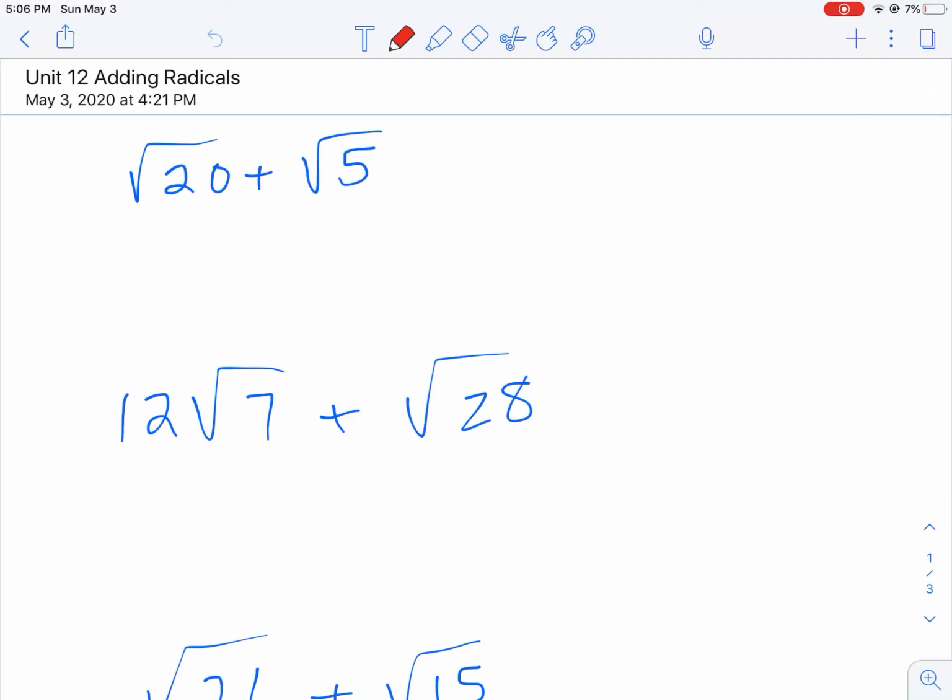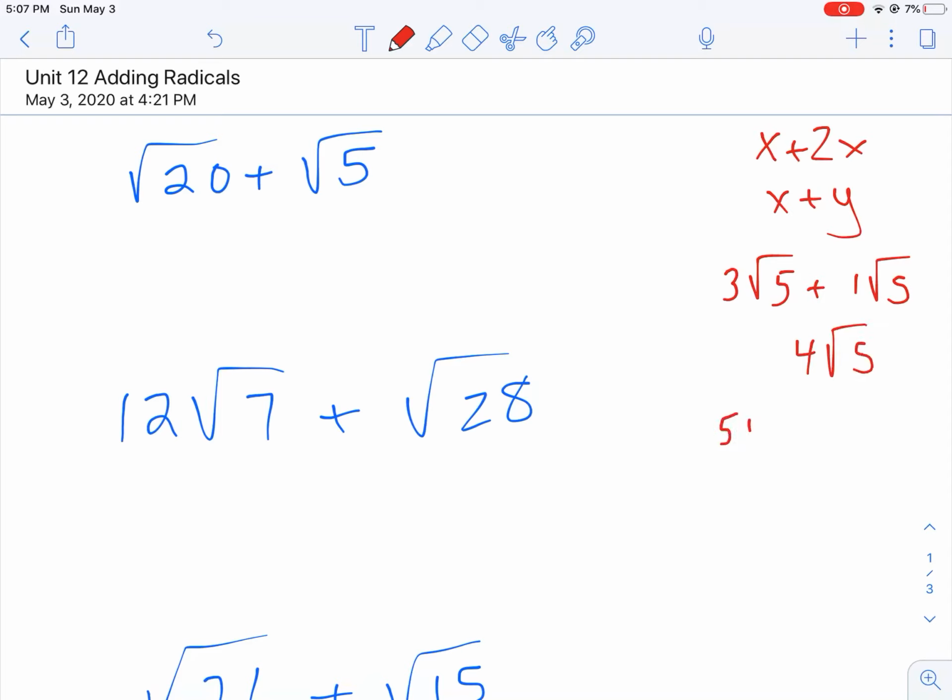Adding radicals is a lot like combining like terms. You can add x plus 2x, but you cannot add an x and a y. So you can add 3 square roots of 5 with 1 square root of 5, and you would get 4 square roots of 5. But if you had 5 square roots of 7 and you tried to add a square root of 6, there's nothing you can do with that. That's just like trying to add 5x plus y.